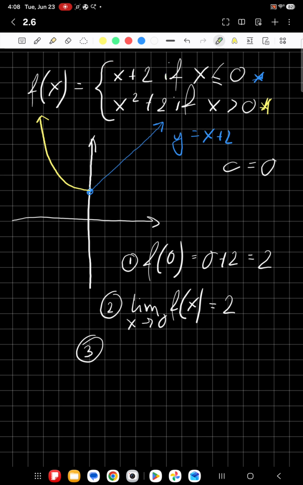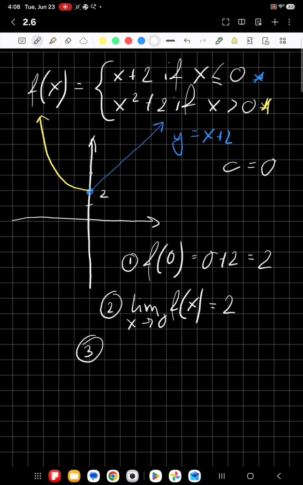And also you can see that if I'm going towards 0 with my x's, my y's are going towards that 2. So this is 2 right there.